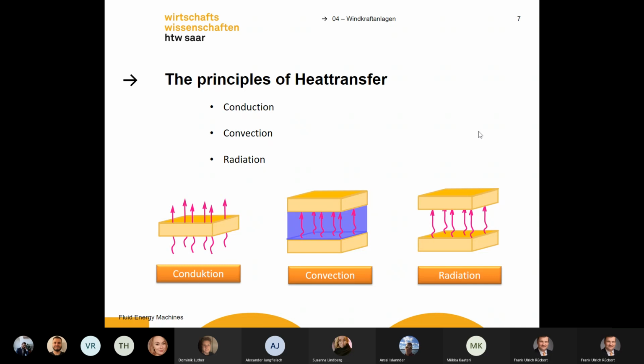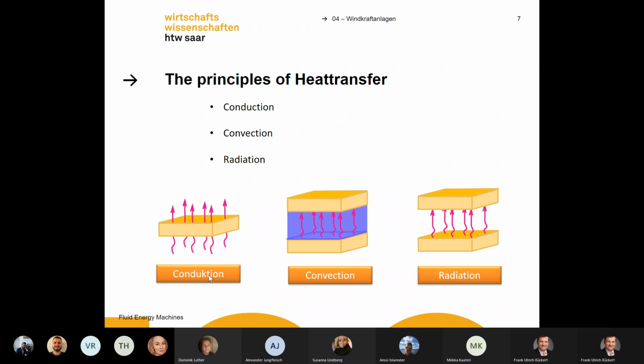This is because we talk about windmills. Why do we have to know something about heat transfer? Heat transfer is also really important for the construction of wind turbines, because these big wind turbines produce a lot of heat. They have a big generator, and you have to cool it.